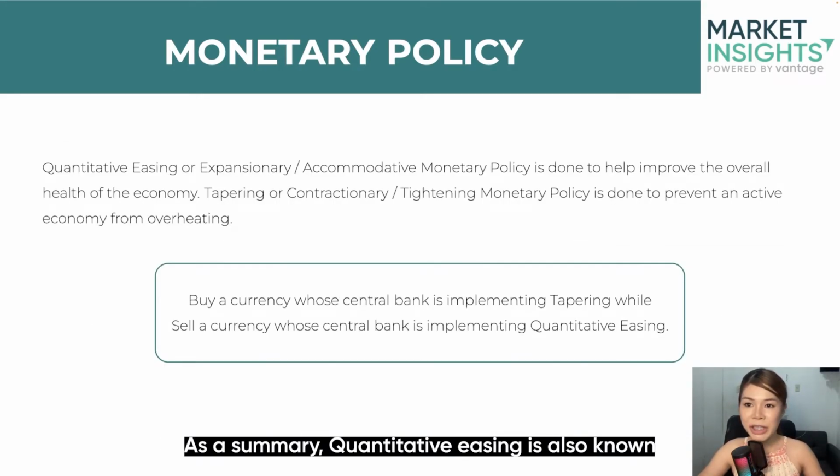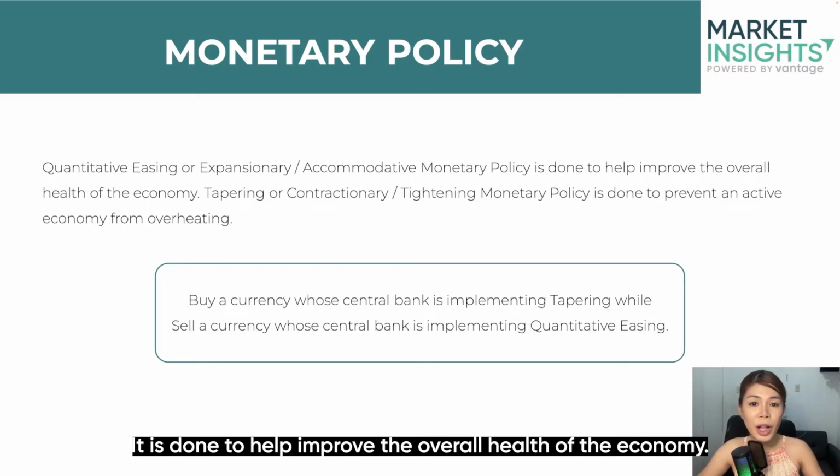As a summary, quantitative easing is also known as expansionary or accommodative monetary policy. It is done to help improve the overall health of the economy. Tapering, or contractionary or tightening monetary policy, is done to prevent an active economy from overheating.